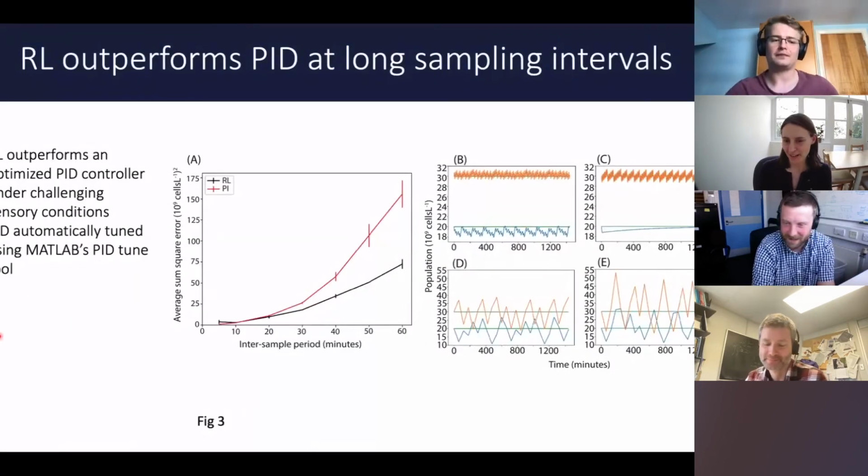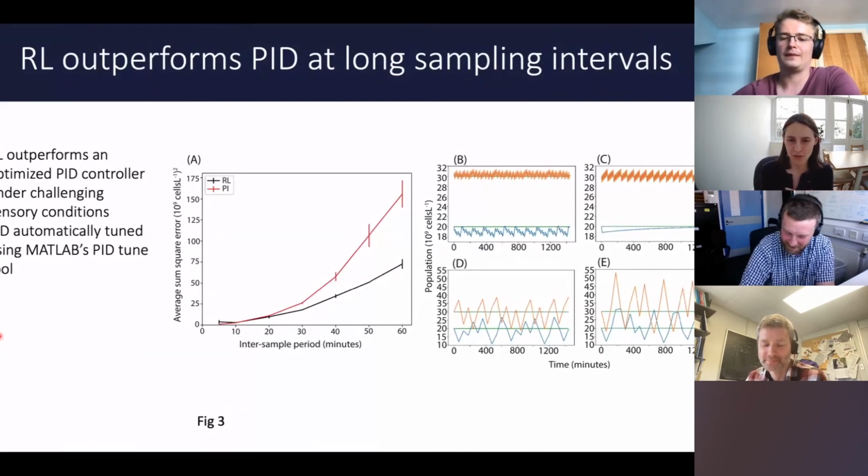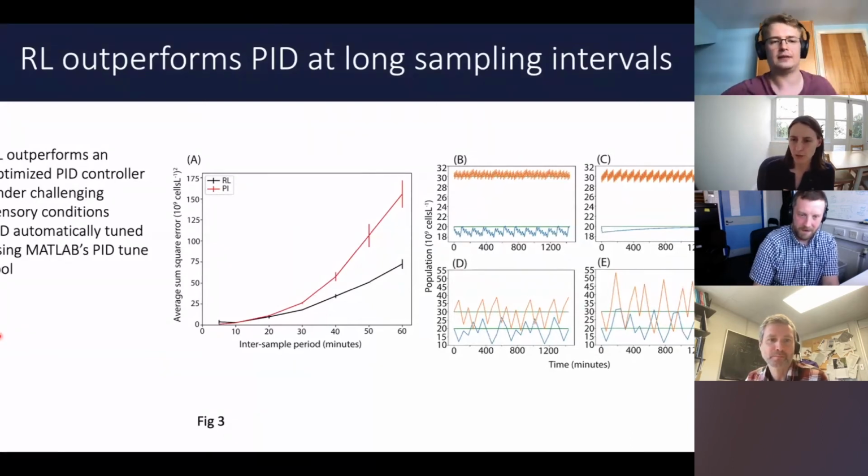So, Neythen, I have kind of a control background, so I'm curious to hear how the reinforcement learning approach compares to other more traditional methods. And I know in the paper you did a comparison to some proportional integral control. Can you talk a little bit about those results?